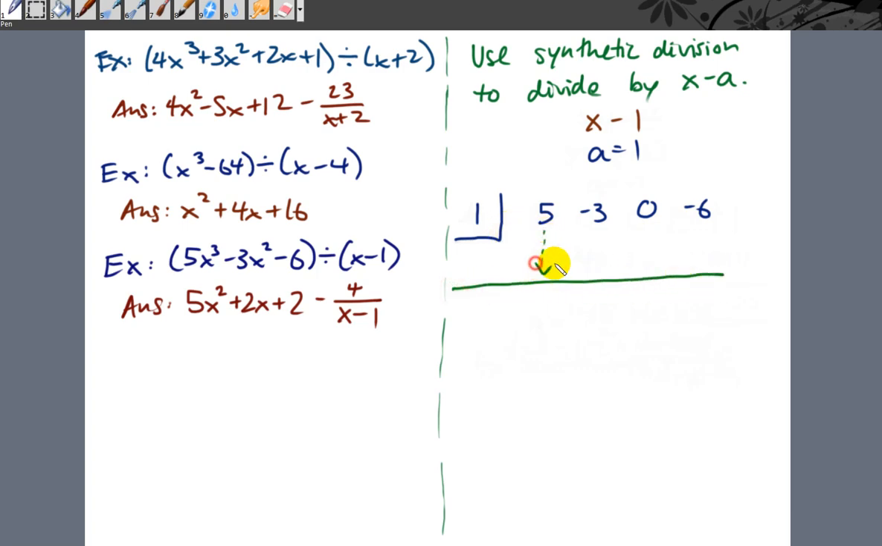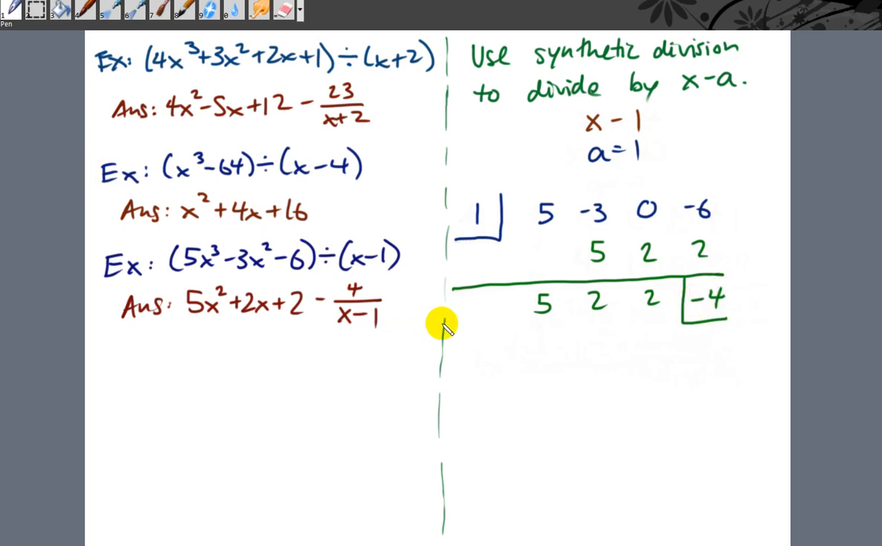So as we drop the 5, we need to then multiply. So we need to do 1 times 5, and that should get us 5. So negative 3 plus 5 is going to get 2. And we need to multiply these here. So we get 1 times 2, and that's going to be 2. 0 plus 2 is going to be 2. Multiply these here. 1 times 2, and that's going to be 2. And then we get negative 6 plus 2, and that's going to be a negative 4.